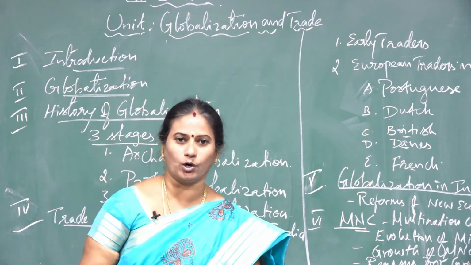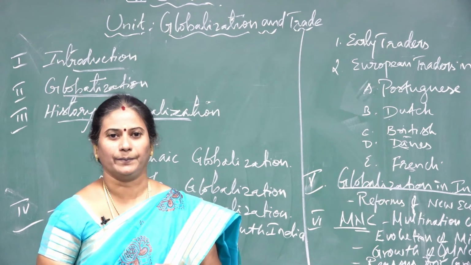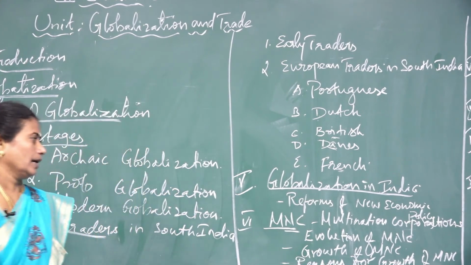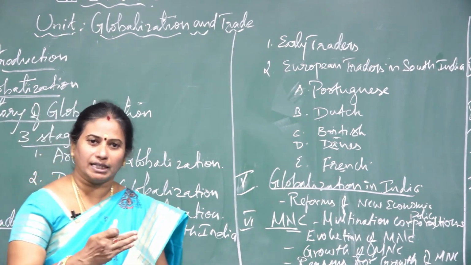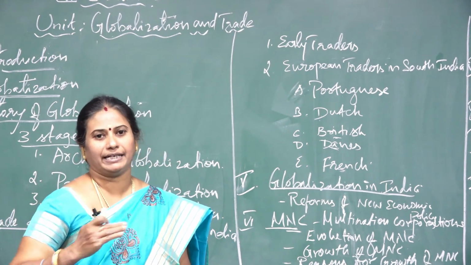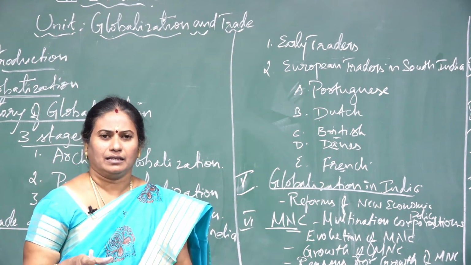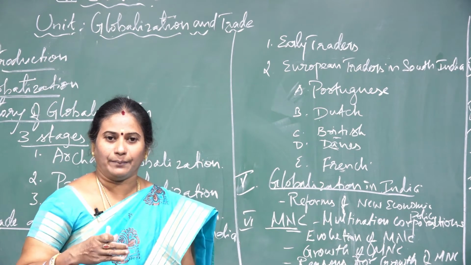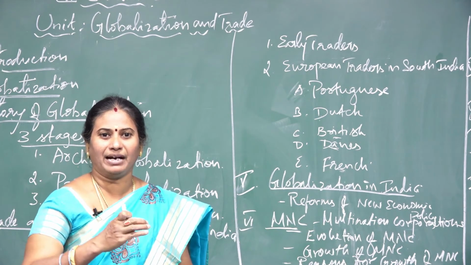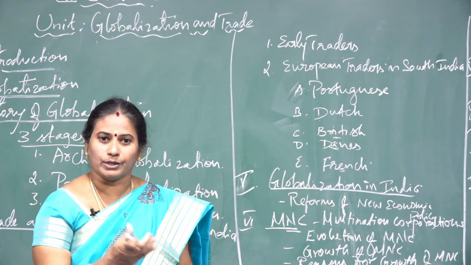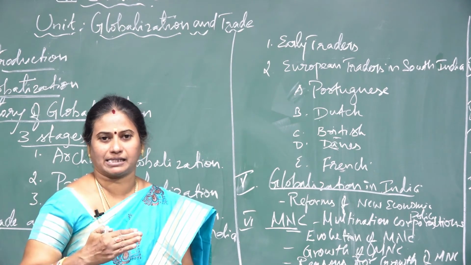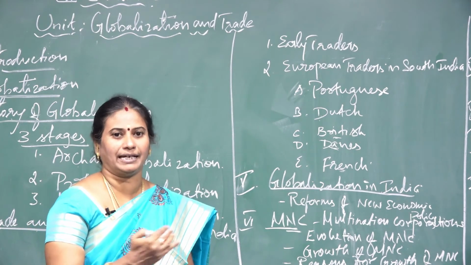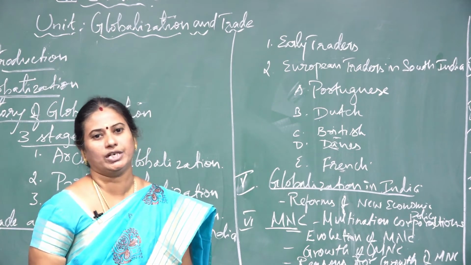Next, I am going to explain about globalization in India. In India, the period after 1980 to 1981 was marked by a number of things, including severe balance of payment difficulties. This was due to the hike in oil prices and also the Gulf War between 1990 and 1991 and hostilities in West Asia.